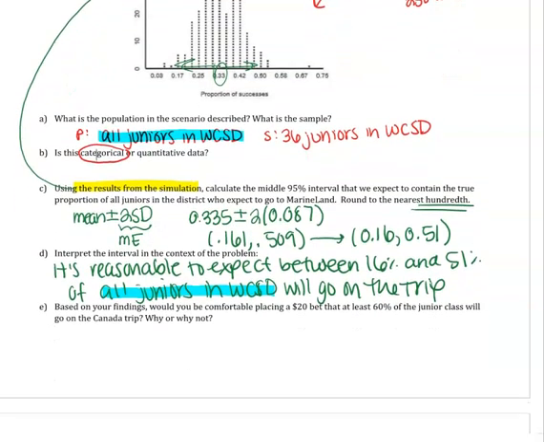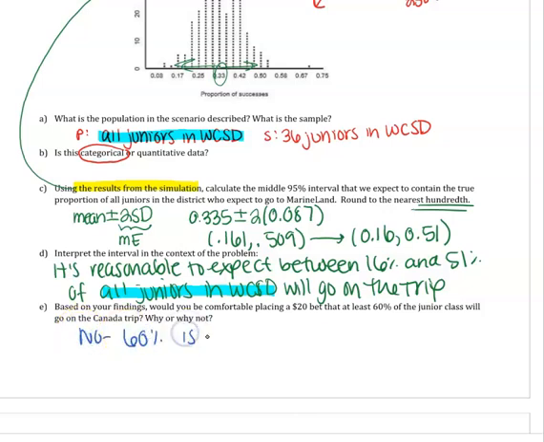So based on our findings, would you be comfortable placing a $20 bet that at least 60% of the junior class would go on the Canada trip? Well, why or why not? Well, based on our sampling, at most, I'm probably comfortable with 51%, but 60% is outside of that interval. It certainly could happen, but it's highly unlikely to happen based on my sampling. So I'm going to say no.